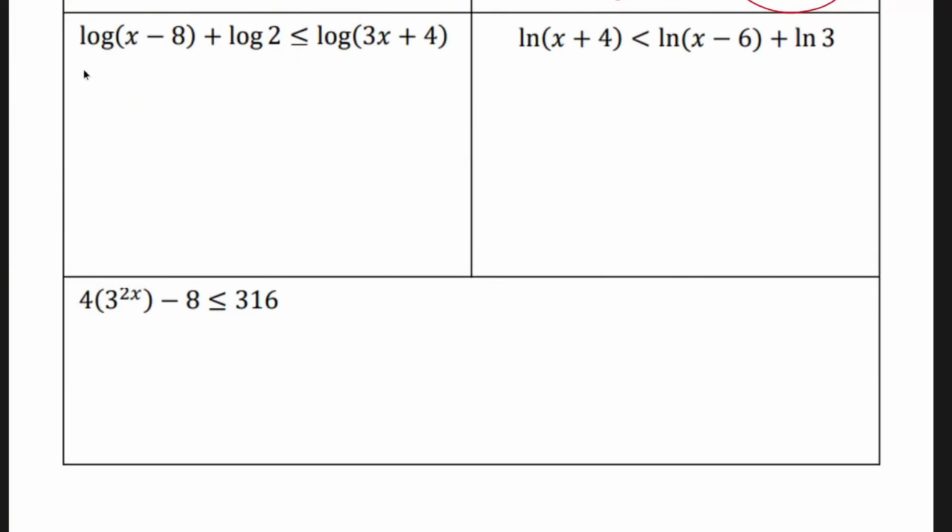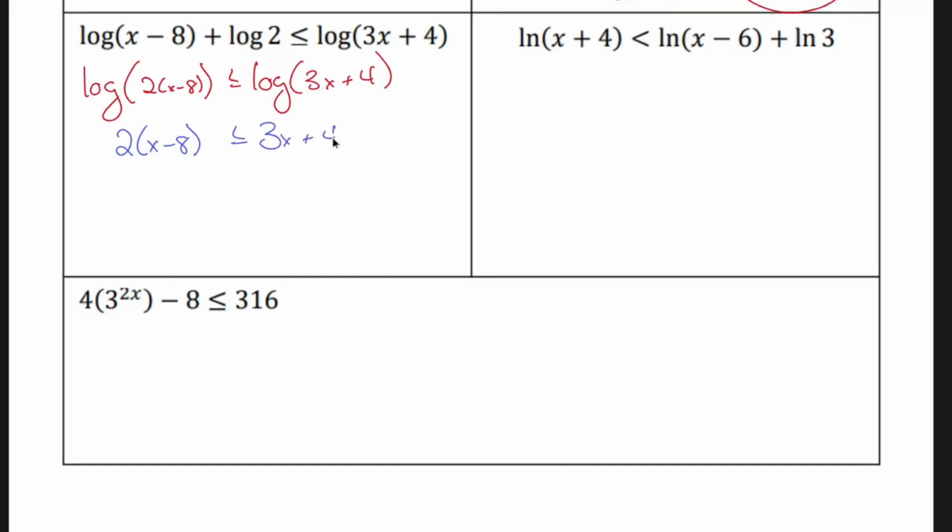Let's combine these guys, so that gets us, in a nicer order, log of 2 to the x minus 8 is less than or equal to log of 3x plus 4. A log is less than or equal to a log, so let's get rid of the logs, leaving us with 2 times x minus 8 is less than or equal to 3x plus 4. Distribute. 2x minus 16 is less than or equal to 3x plus 4.